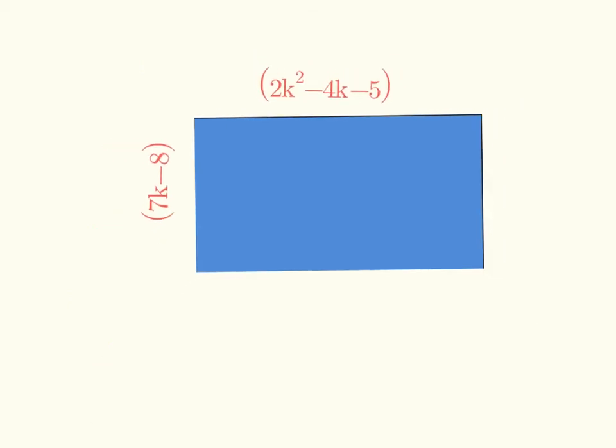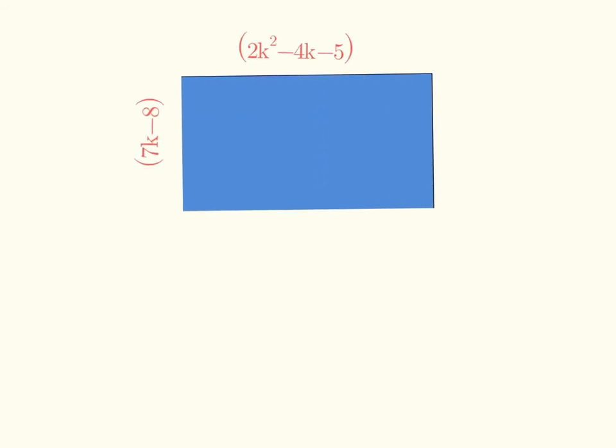All right, last one. I'm going to make this a little smaller so we have room. This is a binomial times a trinomial, so 2 terms by 3 terms. So we have 7k minus 8, and that's going to get multiplied by 2k squared minus 4k minus 5. Again, same rules. These two need to get multiplied by every one of the terms in the other one.